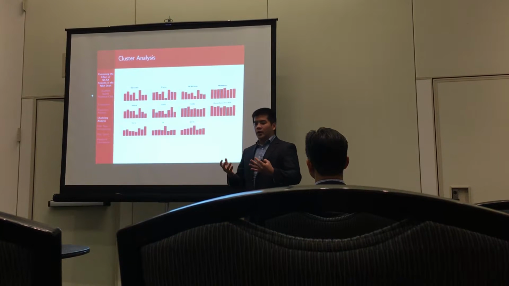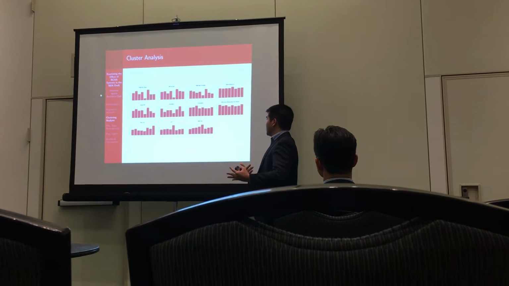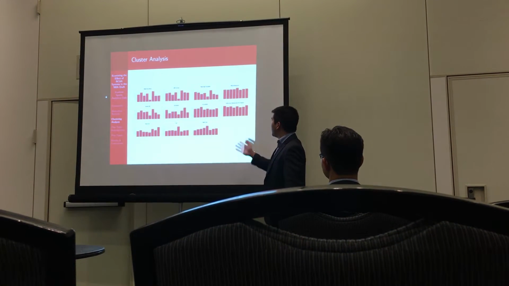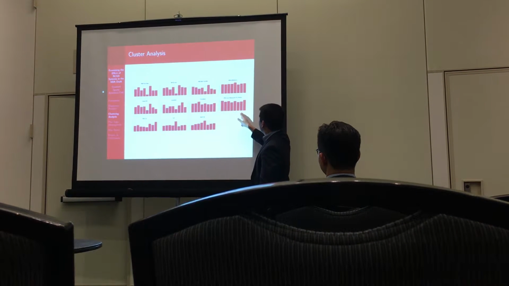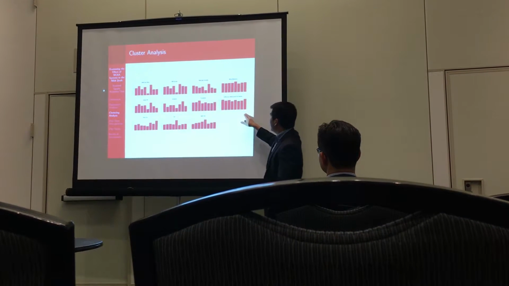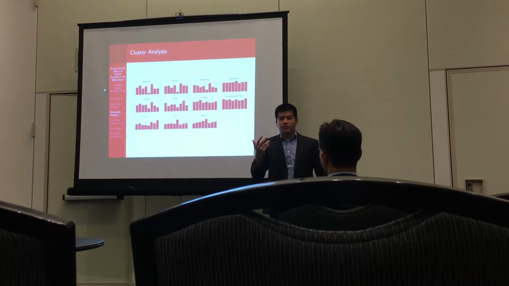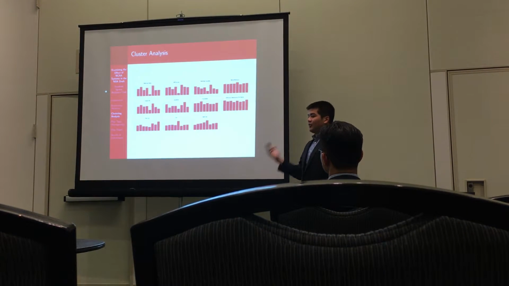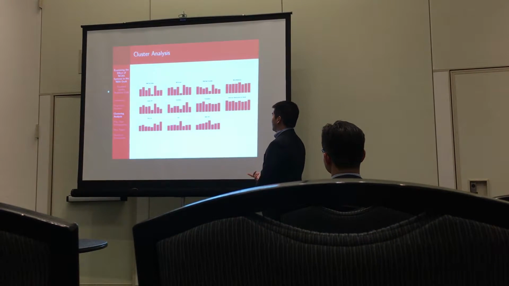We found just by looking at the results that 8 clusters seem to be the right amount. So each of these graphs has 8 bars, and each of them describes the percentage of times that offenses in those clusters use that particular play type.